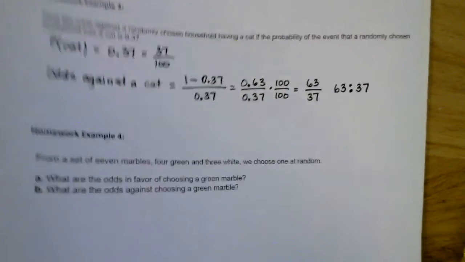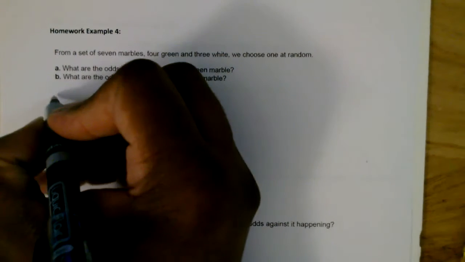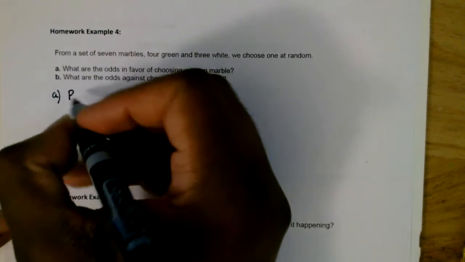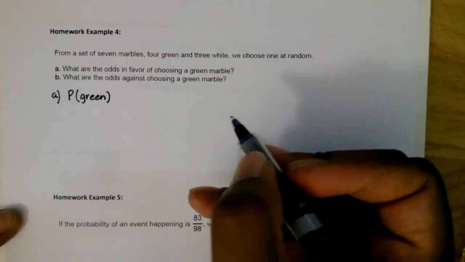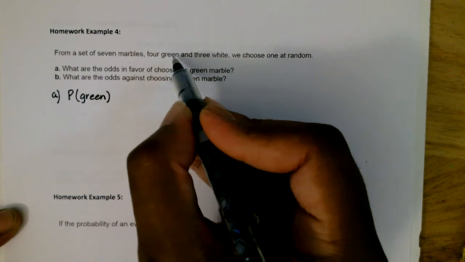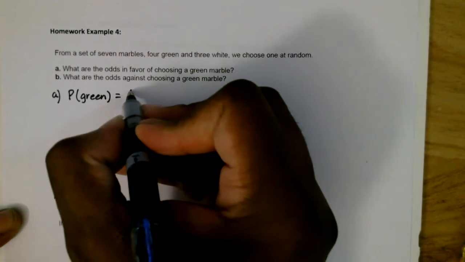All right, and here's some more examples of just that. From a set of 7 marbles, 4 green and 3 white, we choose 1 at random. What are the odds in favor of choosing a green marble? Well, first of all, this is part A. First of all, I need to find the probability of getting a green marble. We need to find out how many green marbles we have. There are 4, and it's from a set of 7 marbles, so it's going to be over 7. So the probability of getting a green marble will be 4 sevenths.